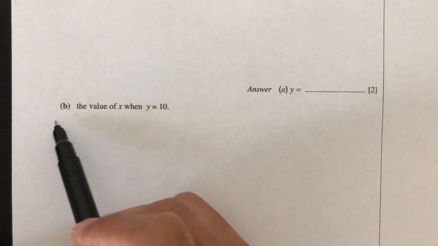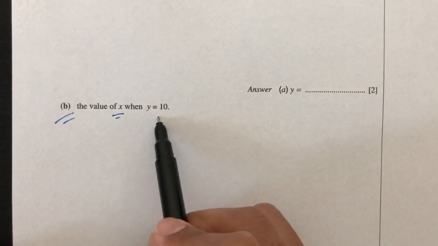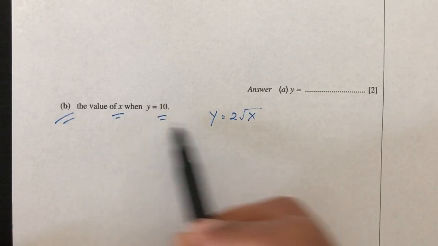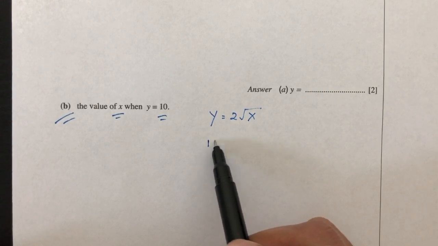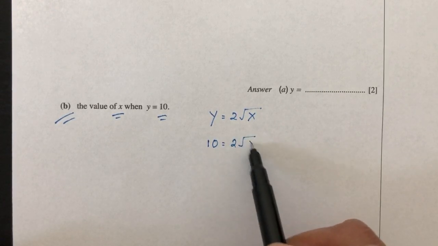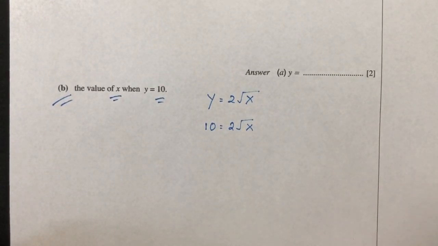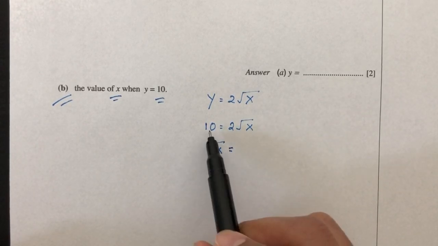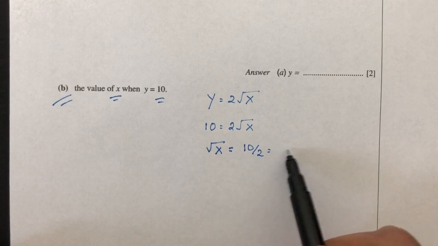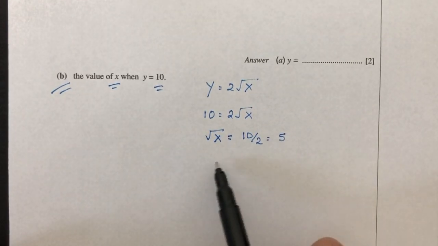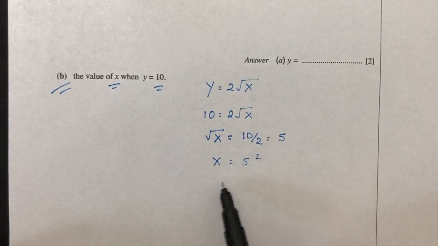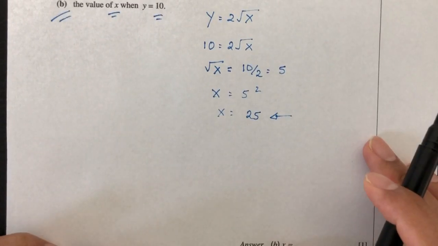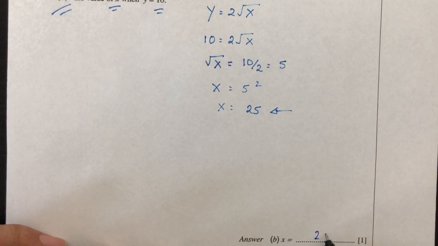Now for part B, using the equation, find the value of x when y equals 10. So y is 2 square root of x. When y equals 10, 10 equals 2 square root of x. So the square root of x will be 10 divided by 2, which is 5. So x will be 5 squared, x will be 25. The value of x is 25 for part B.